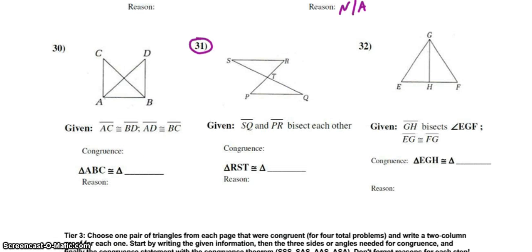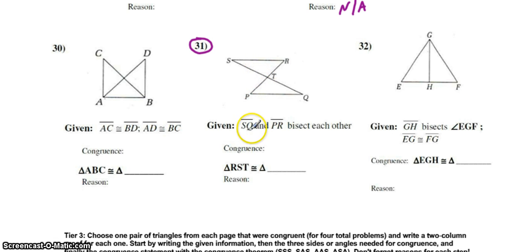And lastly, 31, which is going to be definitely a tricky one. It says SQ and PR bisect each other. Now that doesn't actually tell me that any sides or any angles are congruent, so at this point I can mark nothing on my diagram. But we have to do a little thinking, and we'll be able to mark some things on the diagram after we write down some good reasons.